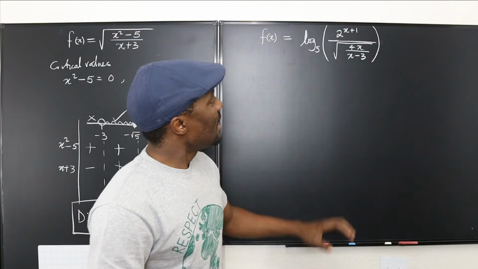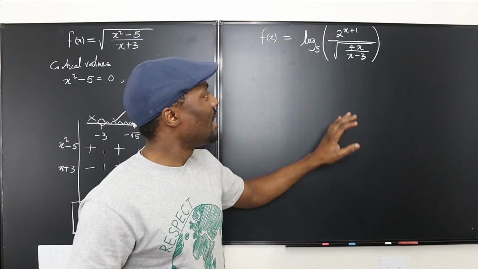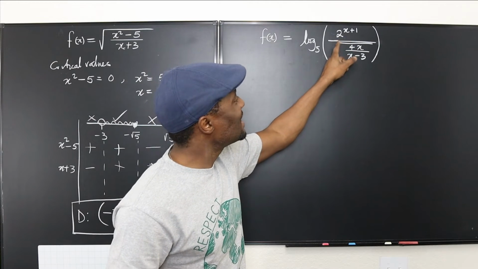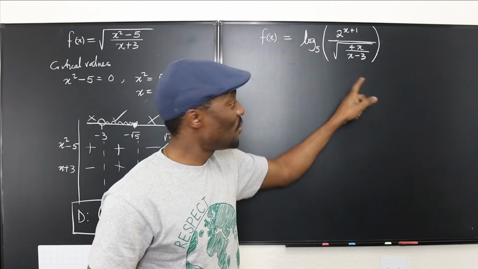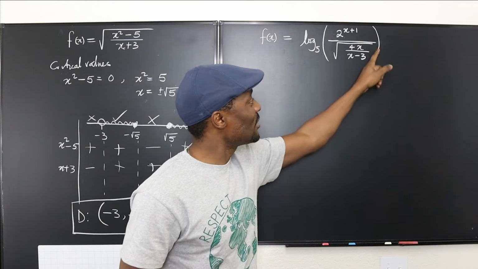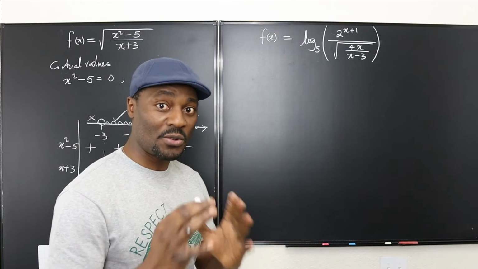Okay, now, also, since we know this cannot be 0, well, again, the denominator cannot be 0 for any rational expression. So this whole expression cannot be 0, which means this cannot be 0. Do you see that? So the bottom expression cannot be 0. That means 4x cannot be 0.